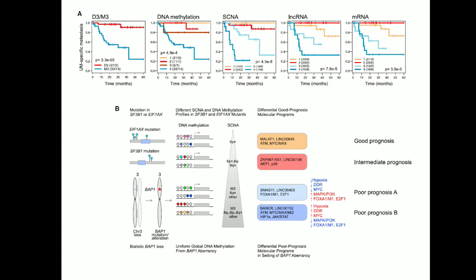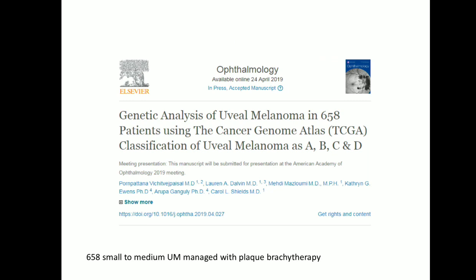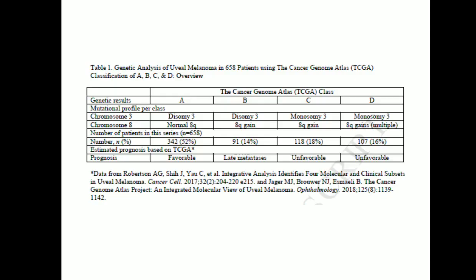I'm not that convinced. And Robin drew my attention to this paper from the Shields. Came out a couple of weeks ago, 658 samples. And these were all brachytherapy samples, so they're small to medium size, not resection specimens. And they actually looked at the TCGA groups based on chromosomes 3, 6, and 8. And lo and behold, those 4 groups fell out, both in terms of metastases, late metastases, and survival.